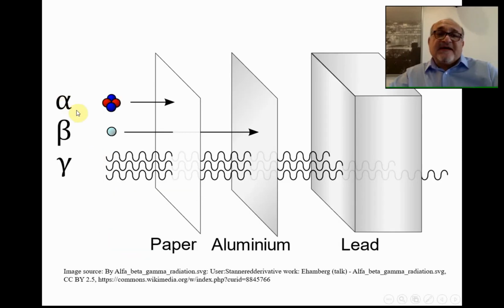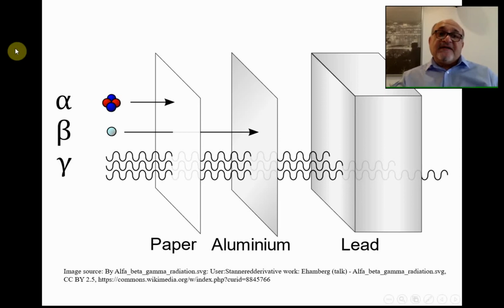It means that when alpha particles interact with any material, in this case paper, the alpha particles are going to deposit all their energy into that thin structure. It will stop it all. So the effect of alpha particle on that structure is very high. That's why it's given a high quality factor.